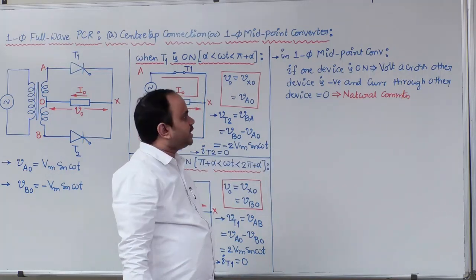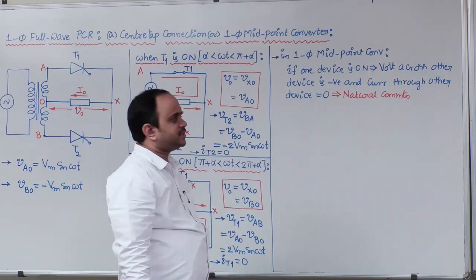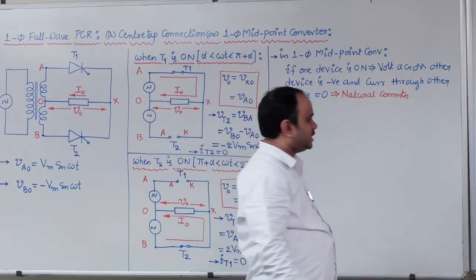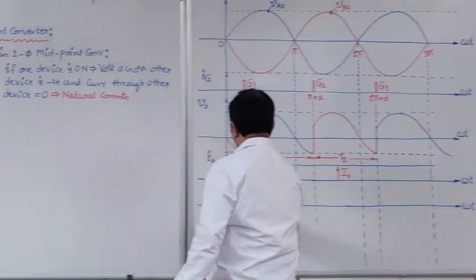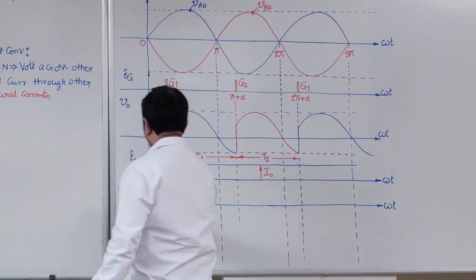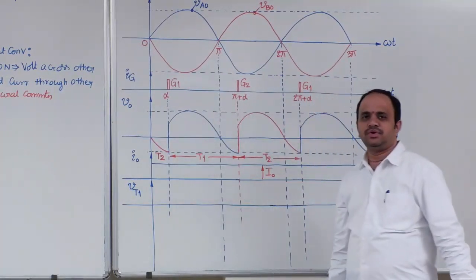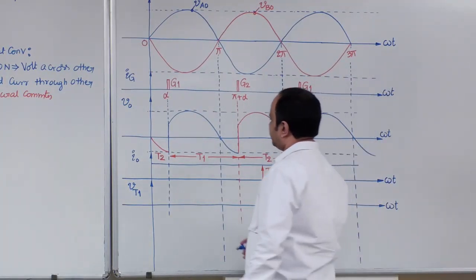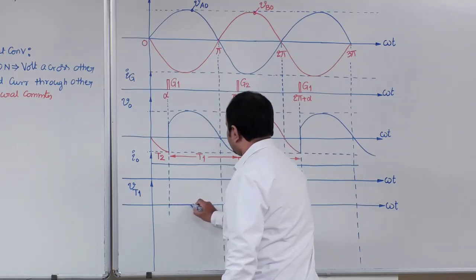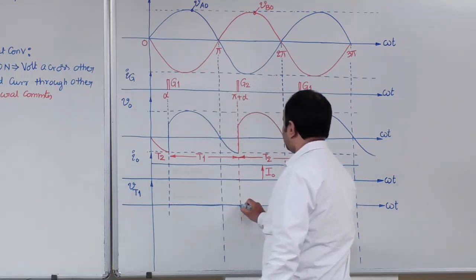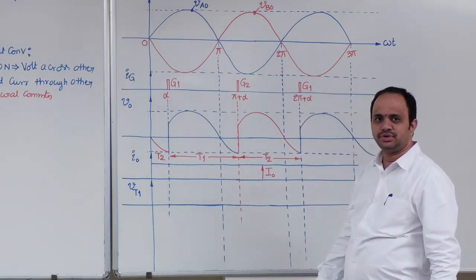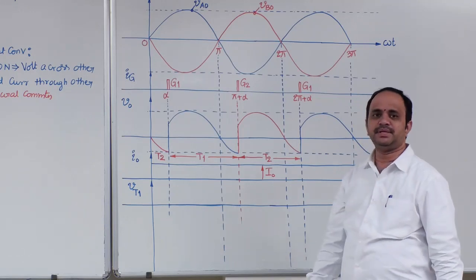The scheme of commutation is referred to as natural commutation. Now, using these conclusions, let us draw the voltage across T1 waveform. T1 is conducting from alpha to pi plus alpha. Therefore, the voltage across T1 is 0 from alpha to pi plus alpha.